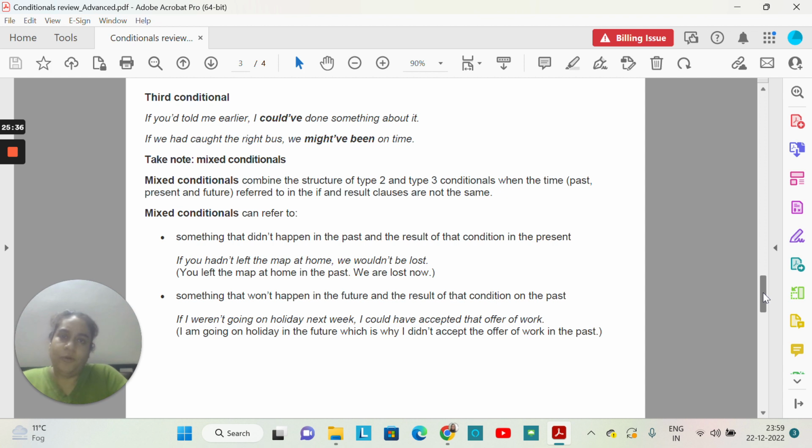Fine. So I am going on a holiday in the future, which is why I did not accept the offer of work in the past. So this way we are using the future and the past together. Fine. You can frame sentences like this also. And over here also, like the above one. Something that did not happen in the past and because of which the result of the condition has changed. Right? In the present tense.